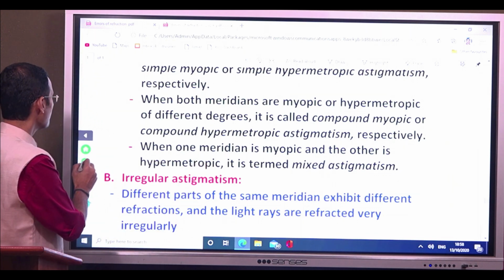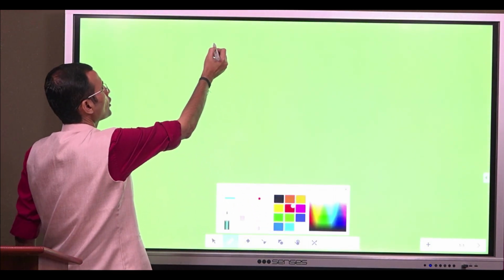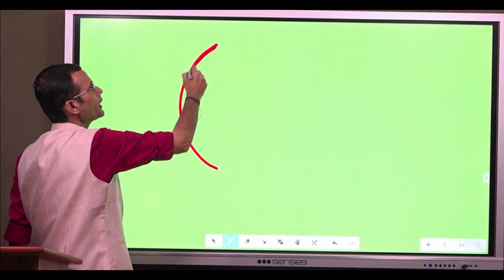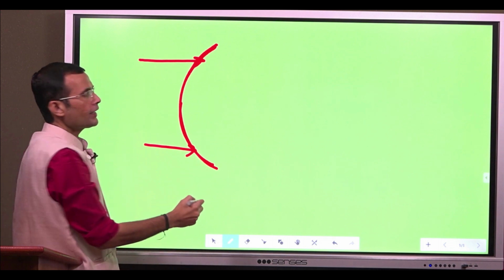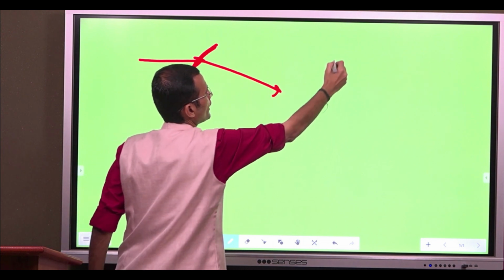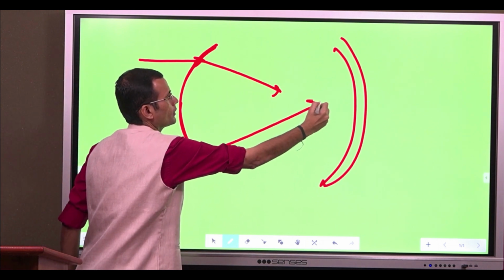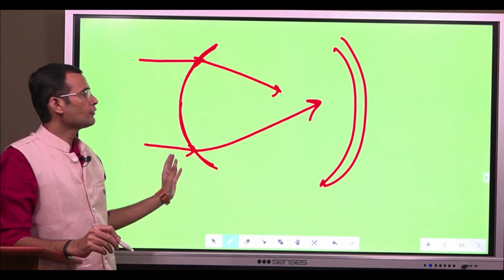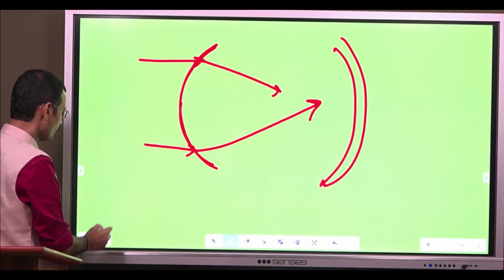Let's just draw it here. Here is a cornea with two different refractive indices, I mean two meridians having two different refractive indices, and these light rays both are falling in front of the retina. Let's say this is the retina. Both light rays are having their focal length, that those refractive surfaces have the focal length in front of the retina. So that's one condition.